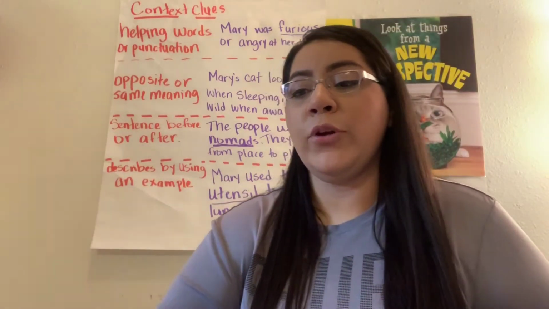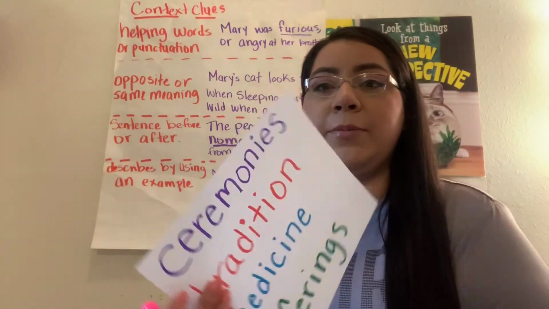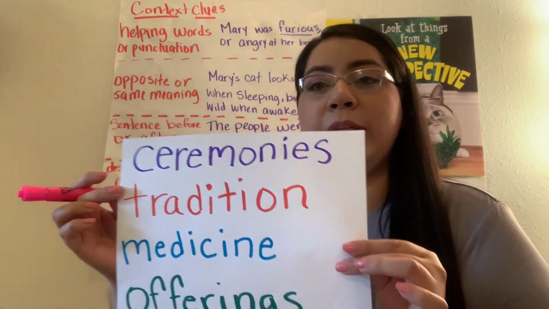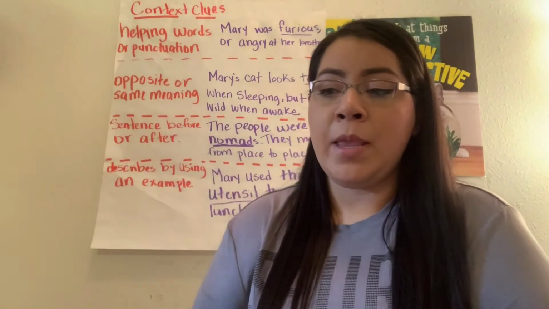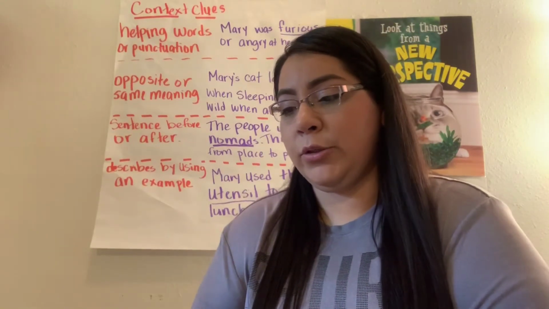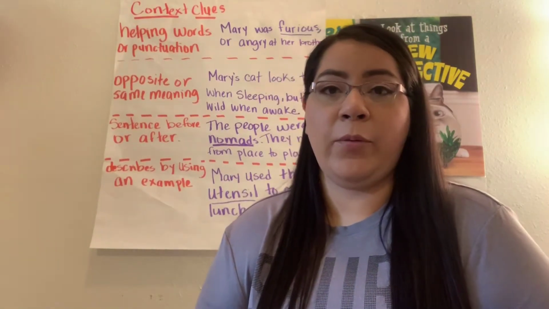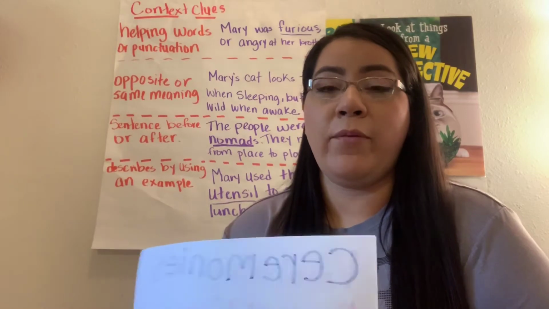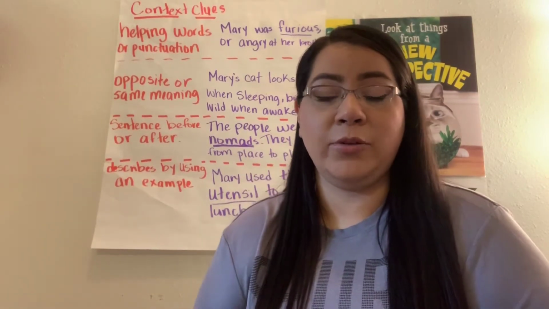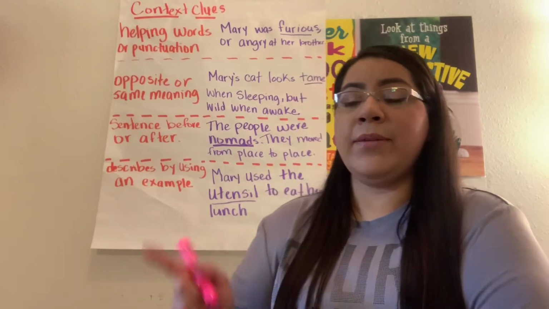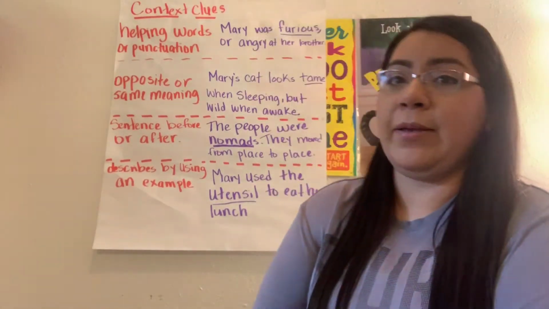So, when you're looking at your vocabulary words, they give you ceremonies, tradition, medicine, offerings, and the other one was lamenting. You're going to be using context clues to help you figure out the meanings of the words, especially since you do have vocabulary identification within the pages as well. Now, I have some examples in our anchor chart behind me.